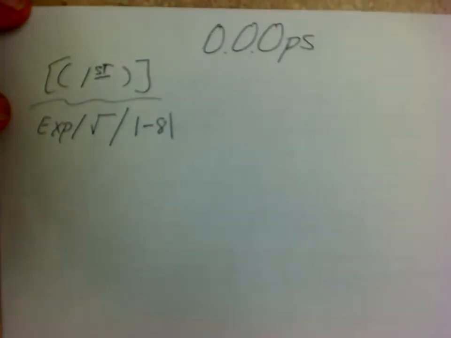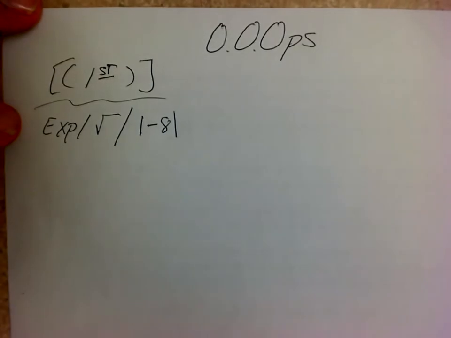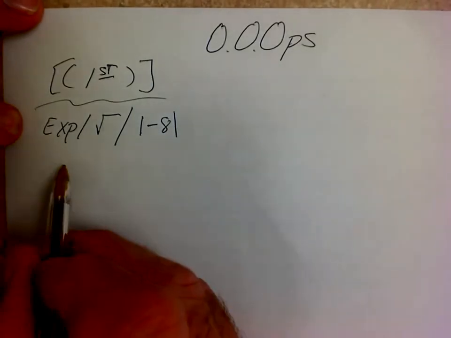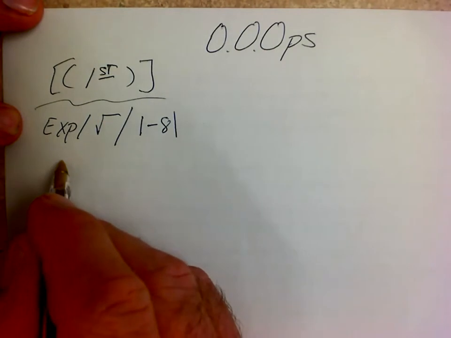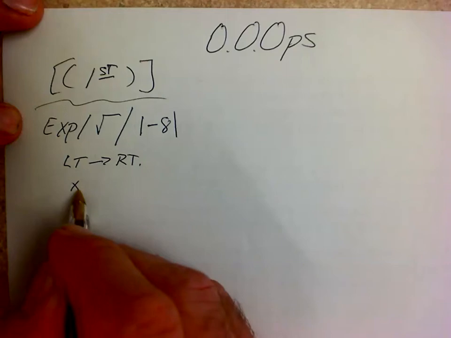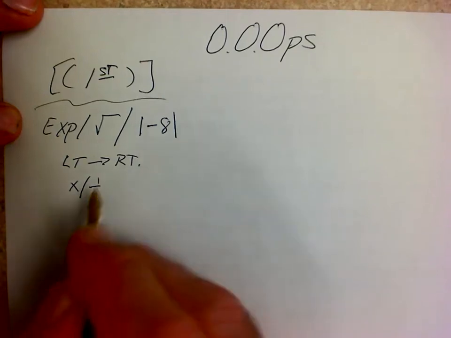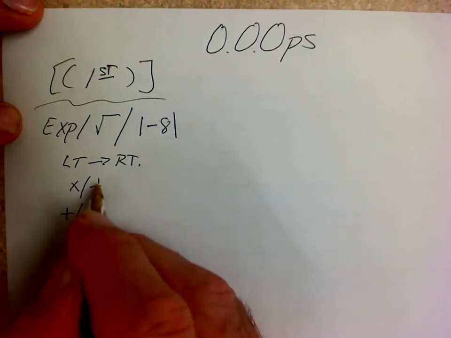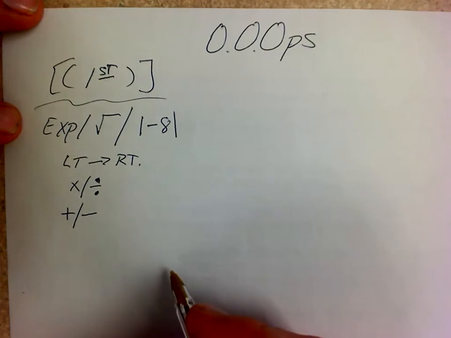Okay, that's new. We haven't had to deal with those in the past. Chapter 2, we've had those, so we want to make sure we include those on there. Once we take care of those, then we go left to right and take care of our multiplication and division signs, and any addition and subtraction signs at the end.